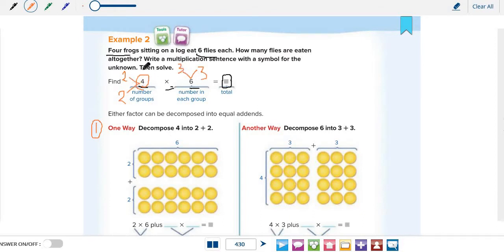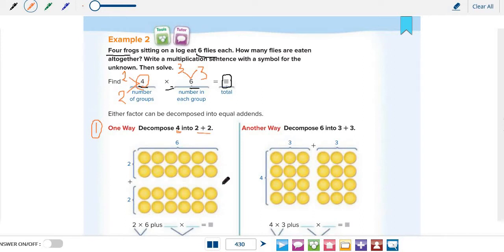We cannot decompose both of them, so it's useless. We have to use only one, 4 or 6. We can choose to decompose 4 into 2 plus 2 and keep 6, or we can decompose 6 into 3 plus 3 and keep 4 as is. Now let's see if we decompose 4 into 2 plus 2.